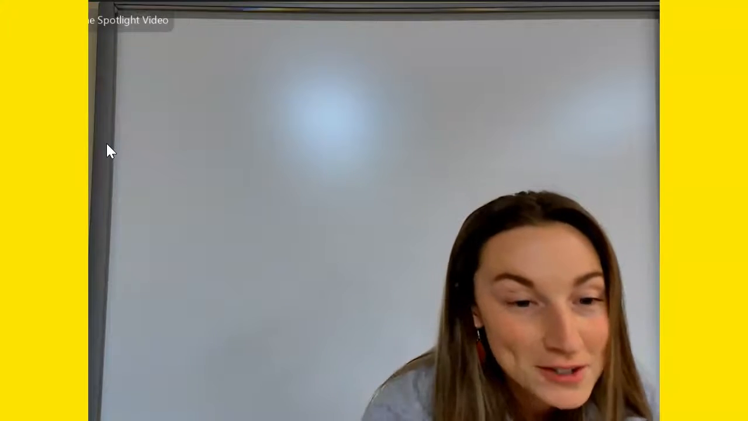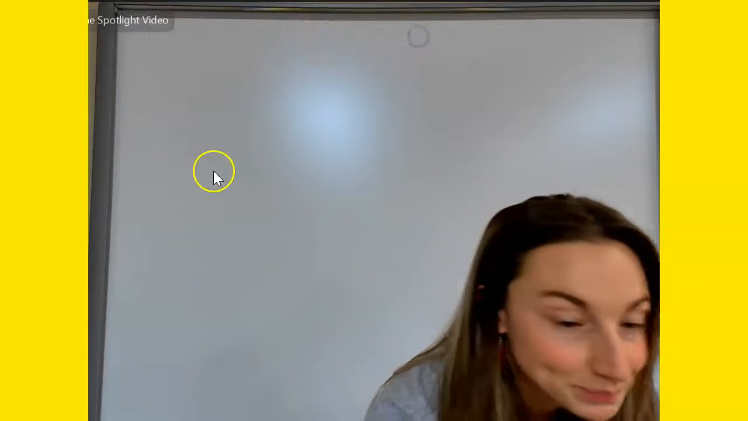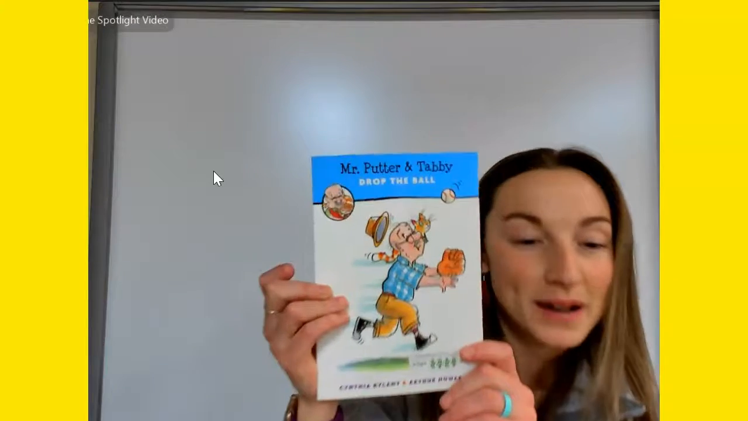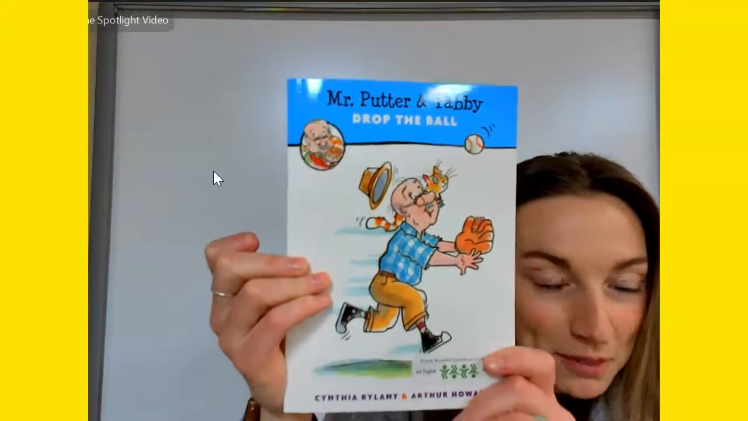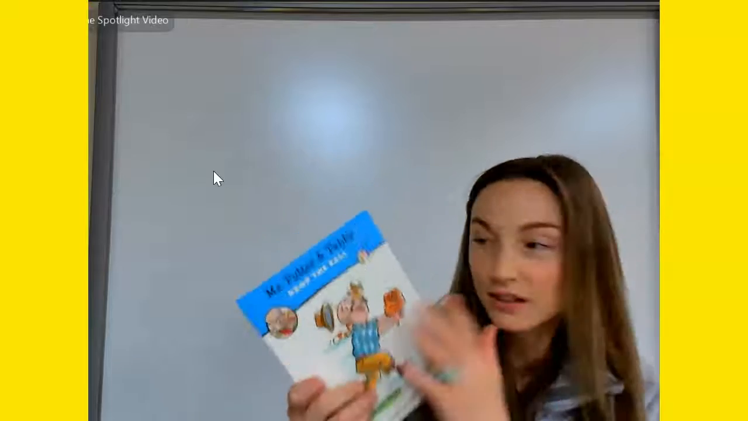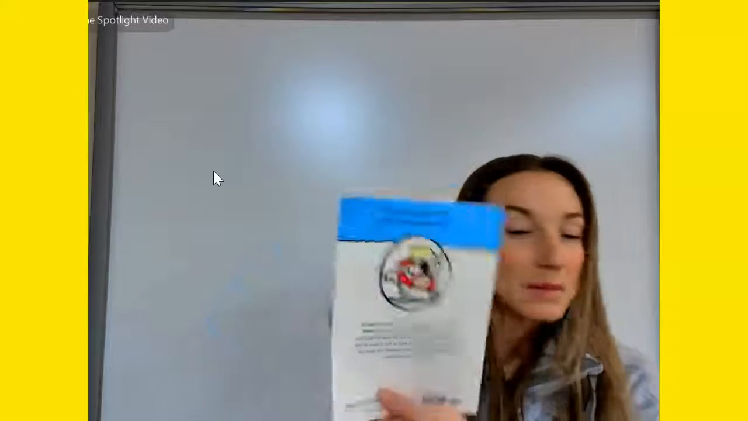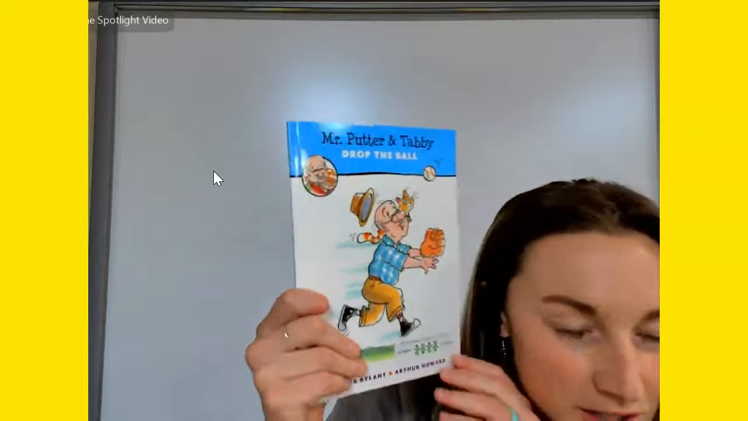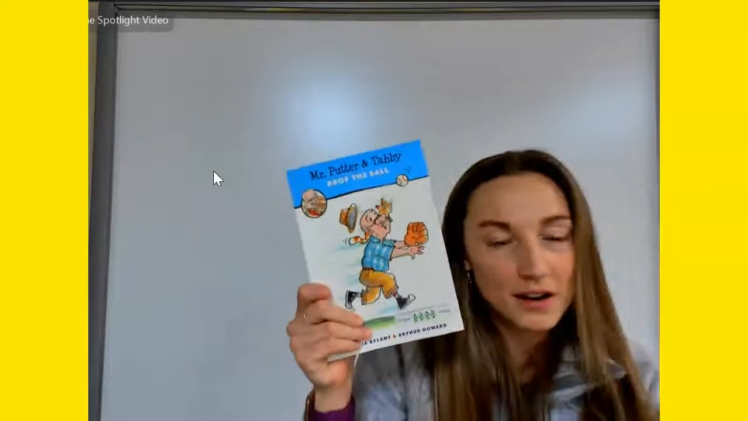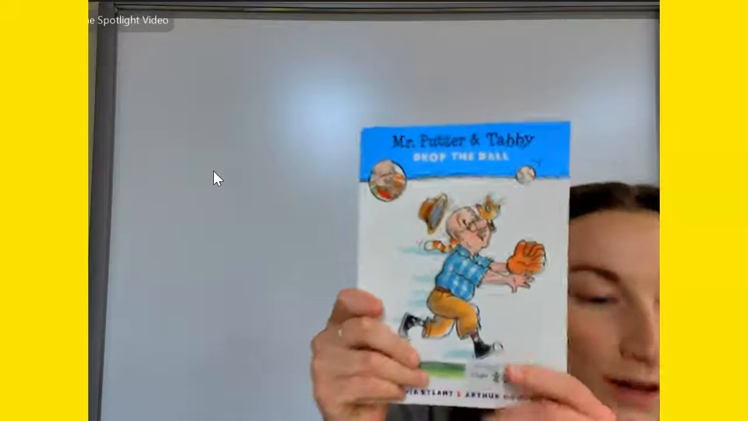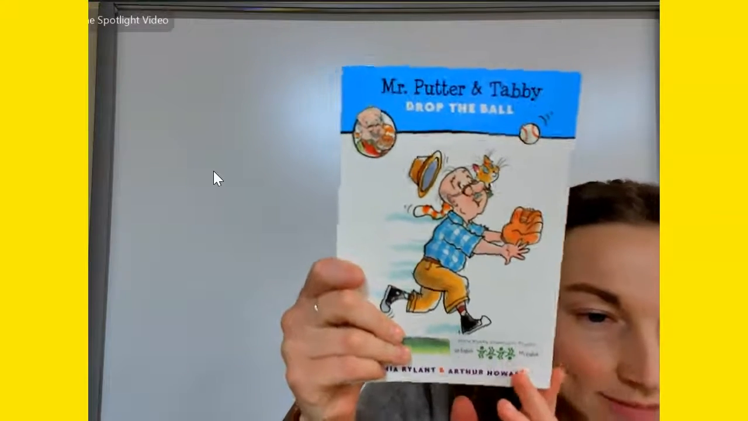So what I have for you today is a new story. And that new story is Mr. Putter and Tabby Drop the Ball. Okay? Just by doing a sneak peek, looking at the front cover, maybe the back cover, who do you think our main character is, or just a couple of characters in our story? Liam, who do you think one character might be in our story?